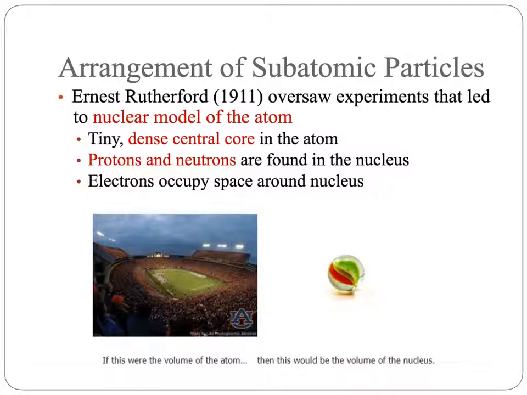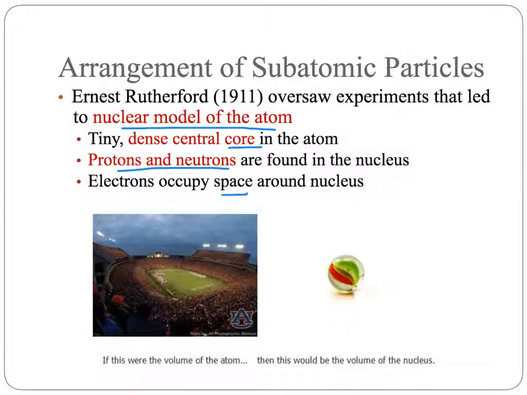The subatomic particles are arranged in what we call the nuclear model of the atom. Ernest Rutherford was the head researcher on experiments that determined this. And the model says that there is a tiny, dense central core in the atom where you find the protons and the neutrons. And then the electrons occupy the space around the nucleus.